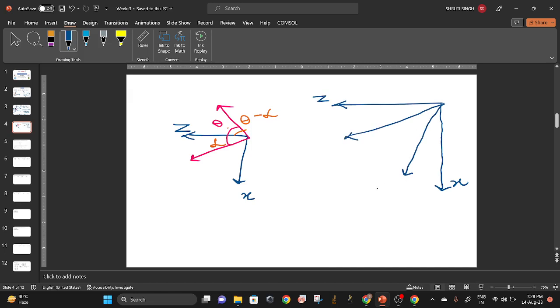So this is x1 z1. This is x2 z2. Okay. Now, is it in the anti-clockwise direction? No, ma'am, this is clockwise, right? From here to here, this is clockwise. Now clockwise theta, so this is theta.